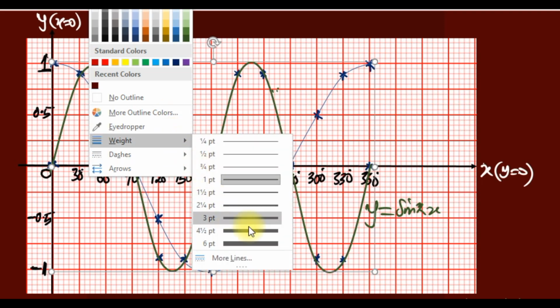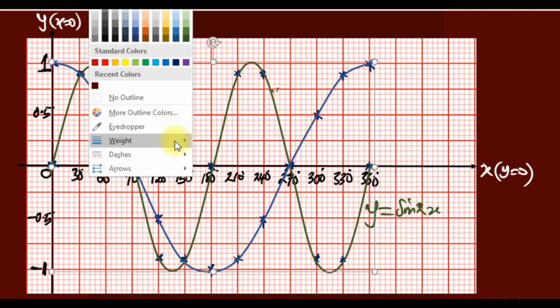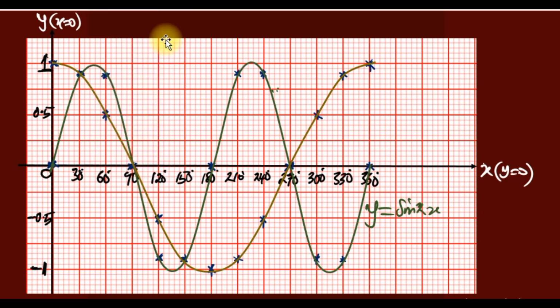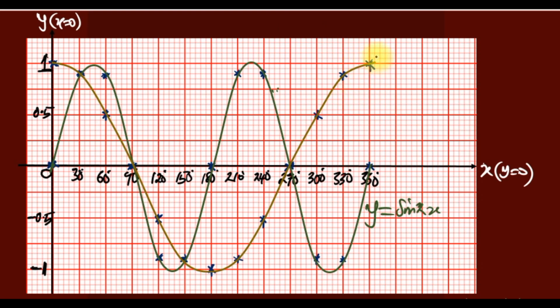Let's change the thickness and the color. That's okay. So that's our second graph, which is y equal to cos x. So let's label it. This is y equal to cos x. The next thing is to use it and solve the next question.